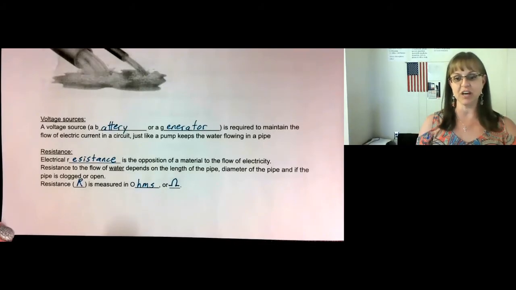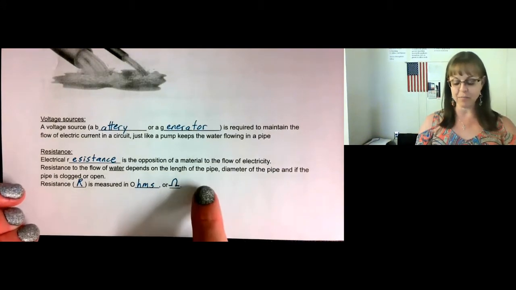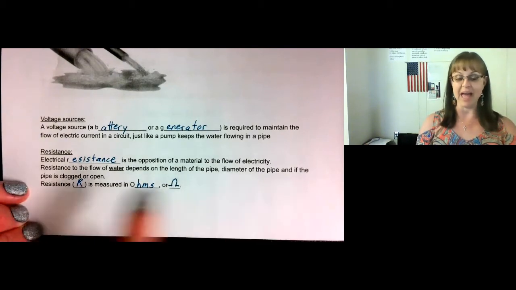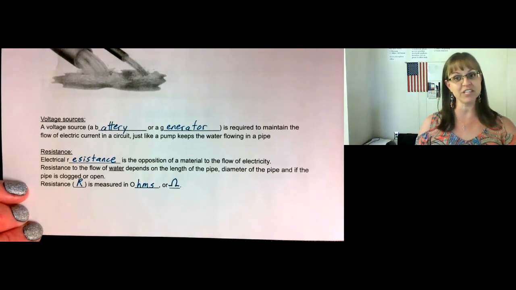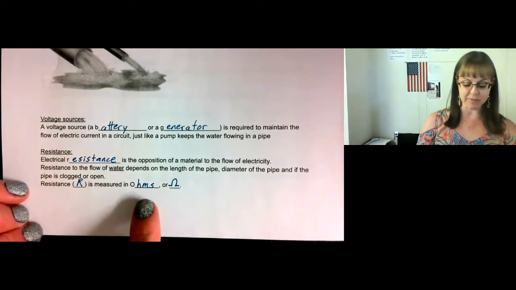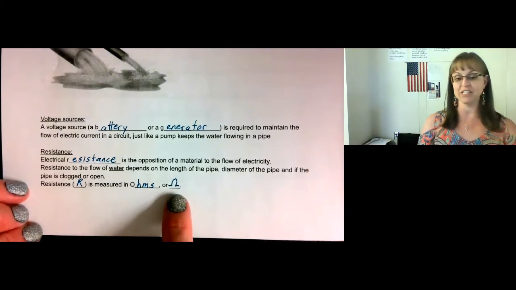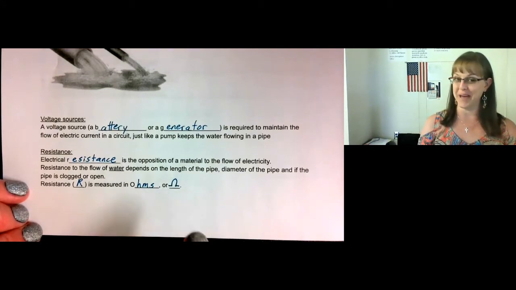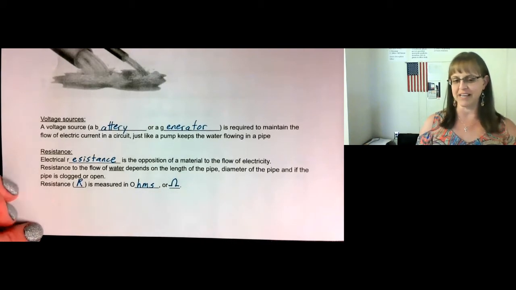Resistance is the opposition of a material to the flow of electricity. Just like resistance to the flow of water depends on the length of the pipe, the diameter of the pipe, and if the pipe is clogged or open, the resistance to the flow of electricity depends on some similar things. And by the way, resistance is measured in ohms, and the symbol for ohm is the Greek letter omega. Get it? Ohms and omega. So it looks kind of like a horseshoe turned upside down.